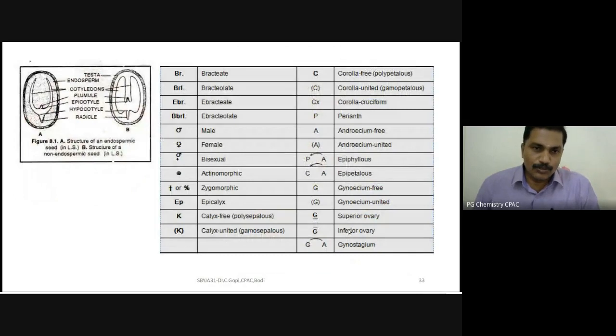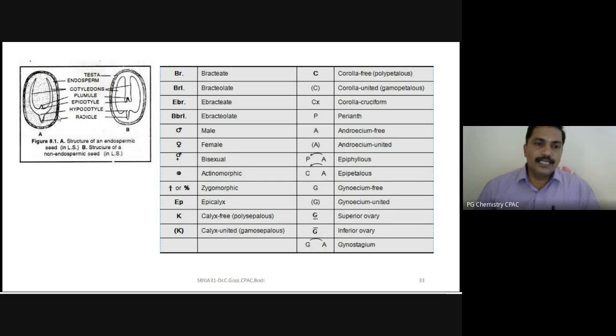Then coming back to the floral formula, this is the most important one. This symbol is enough to explain the character of the flower. Okay, so this current seed. Okay, the A is endospermic seed. Endosperm means pulp part of the seed.